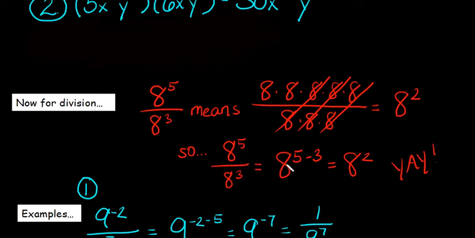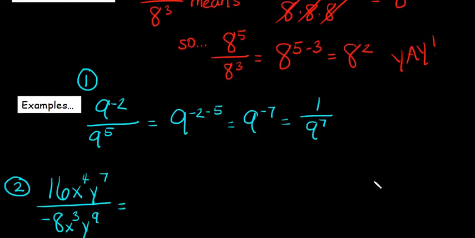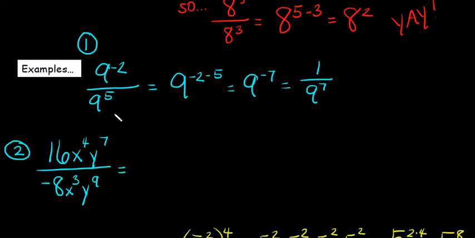8 to the fifth minus the 3 that was down here is 8 squared. So yay, this is all we have to do. So let's take a look at a couple examples of those. Example 1, I went ahead and did for you just because it's pretty simple.